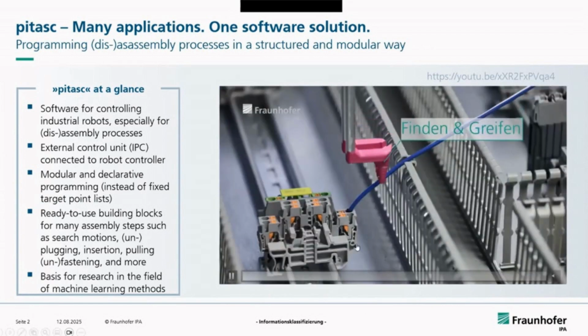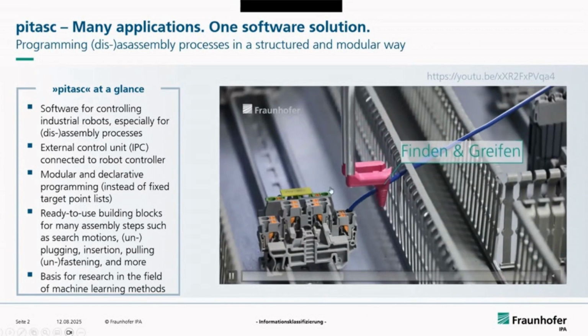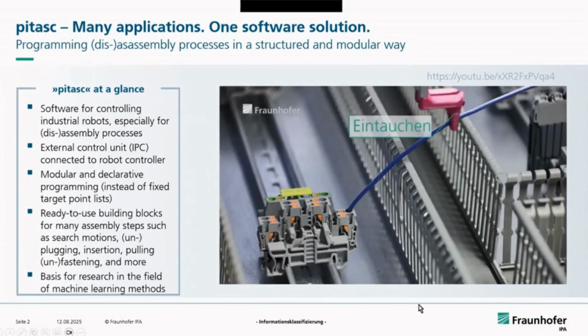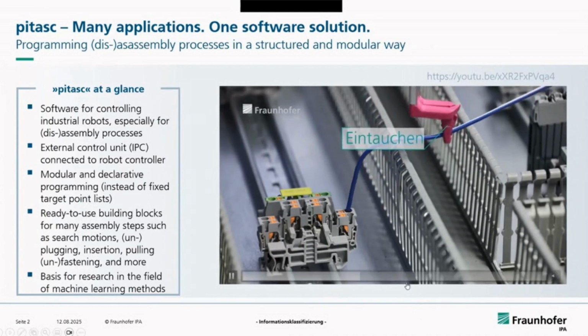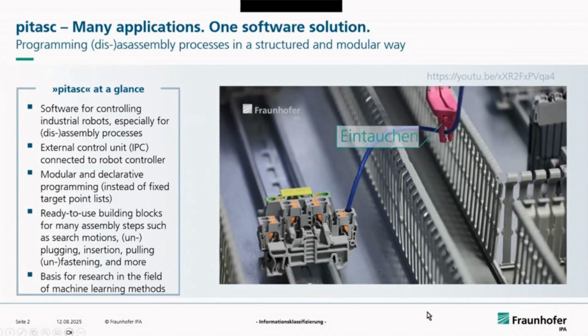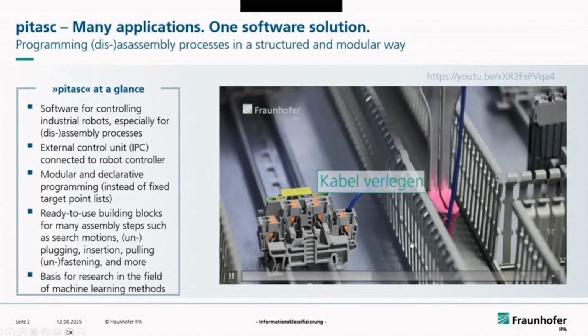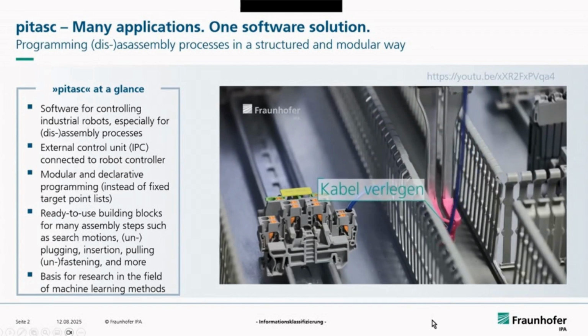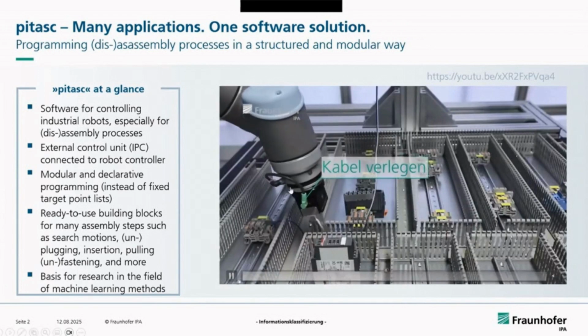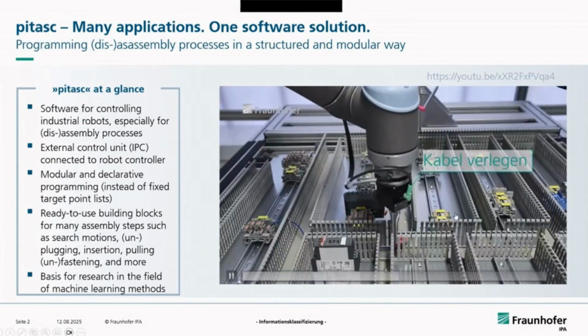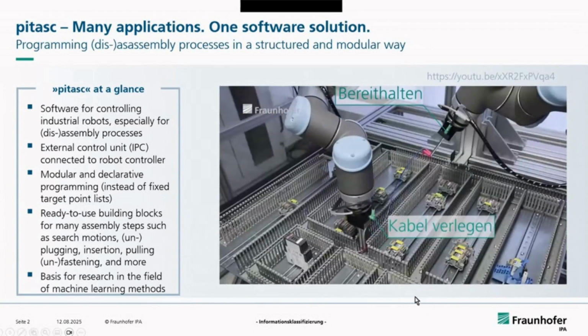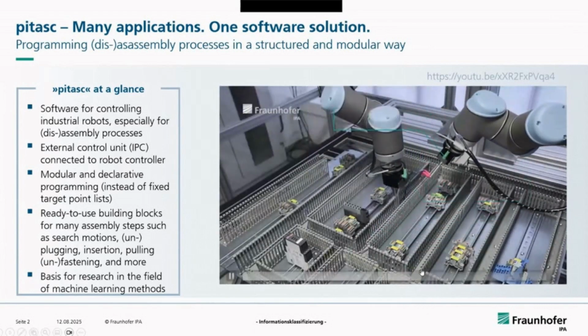Pitasc uses an external control unit, which is typically a PC or IPC, which controls the robots and also synchronizes robot movements over several robots, and also allows us to have several peripheral components such as grippers or force torque sensors. We developed Pitasc with a focus on assembly and disassembly tasks, so everything where the robot is in contact with its environment.